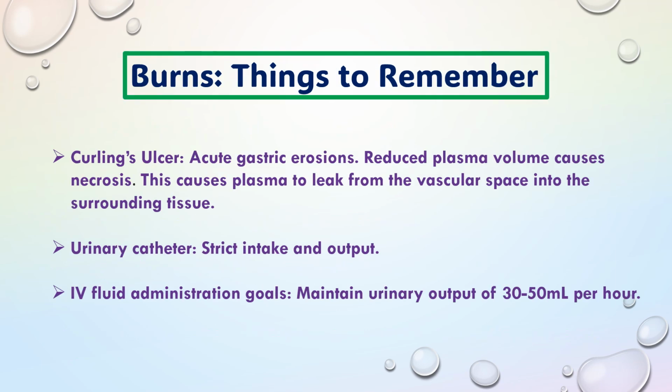A few additional things to remember include Curling's ulcer. This is acute gastric erosions. It's caused by reduced plasma volume, which causes necrosis. This causes plasma to leak from the vascular space into the surrounding tissue. Your patient will probably need a urinary catheter for strict intake and output measurements. And IV fluid administration goals include maintaining a urinary output of 30 to 50 milliliters per hour.